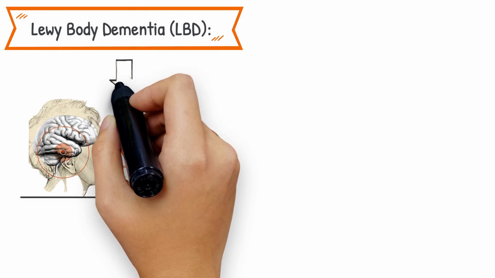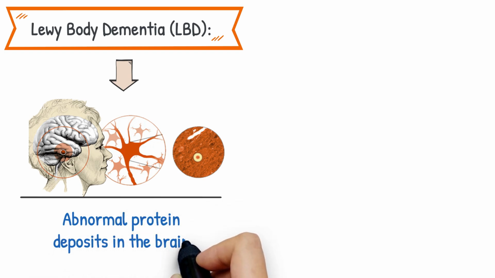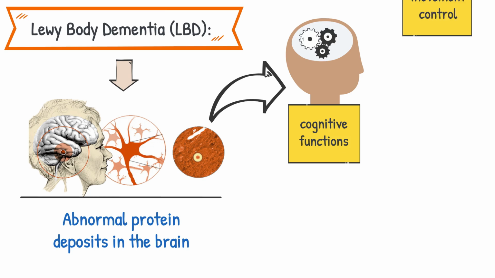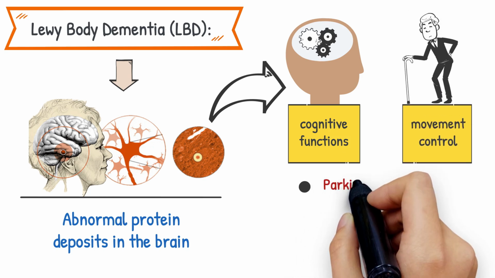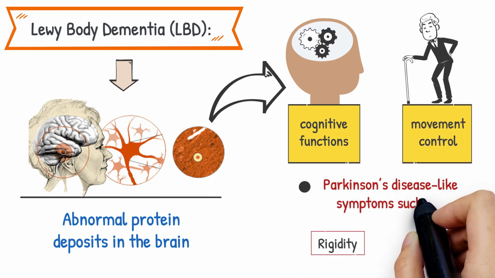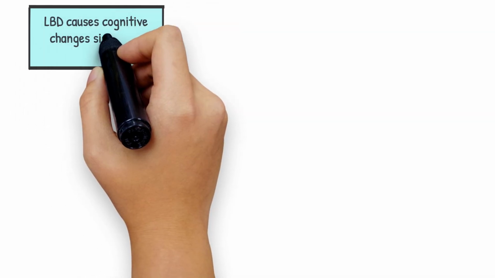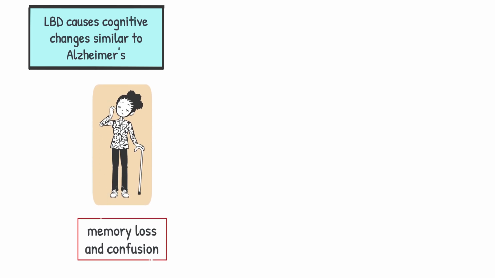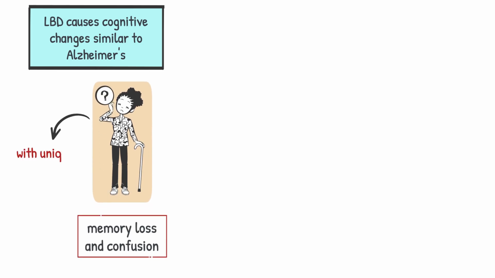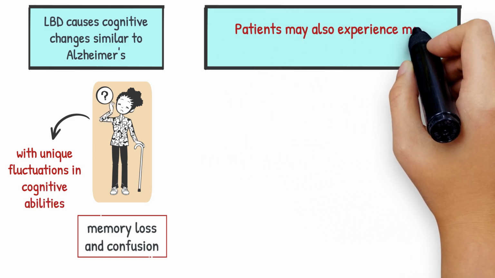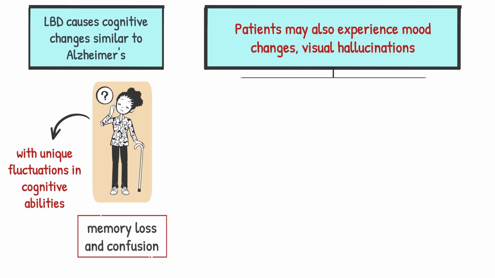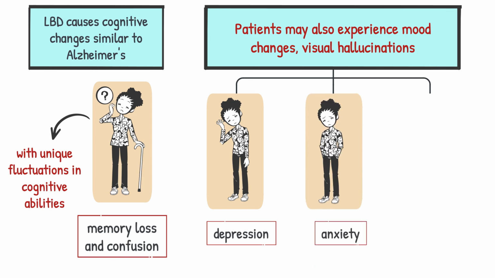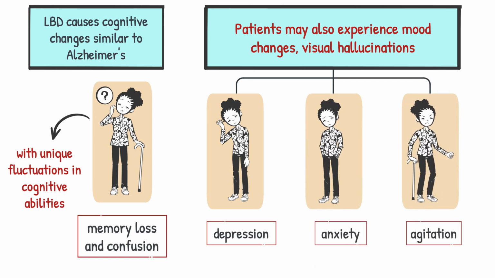Lewy body dementia, LBD, is marked by abnormal protein deposits in the brain, impacting both cognitive functions and movement control. These lead to Parkinson's disease-like symptoms, such as rigidity and slow movement. Additionally, LBD causes cognitive changes similar to Alzheimer's, like memory loss and confusion, but with unique fluctuations in cognitive abilities. Patients may also experience mood changes, visual hallucinations, including depression, anxiety, or agitation, contributing to the complexity of managing this condition.